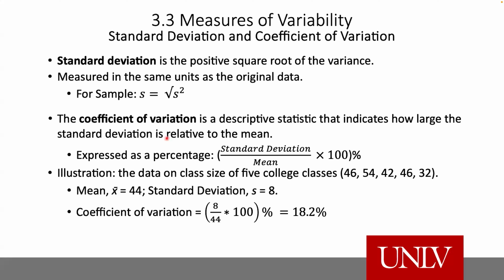For example, we can calculate the S, which is the standard deviation, and the CV, which is the coefficient of variation, of the data on the class size of 5 college classes. So in this case, the mean value is 44, and the standard deviation would be 8 because the variance is 64. So the root of the variance would be 8. And then you can calculate the coefficient of variation by using 8 divided by 44, then multiplying by 100%, which is 18.2%. So calculating the standard deviation and the coefficient of variation helps us understand the variability or consistency in a dataset.